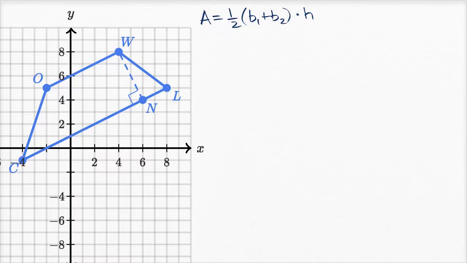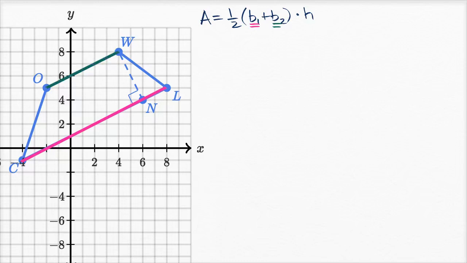Well, we could call base 1 segment CL. So it would be the length of segment CL right over here. I'll do that in magenta. That is going to be base 1. Base 2, let me do that in a different color, would be the length of segment OW, right over there.